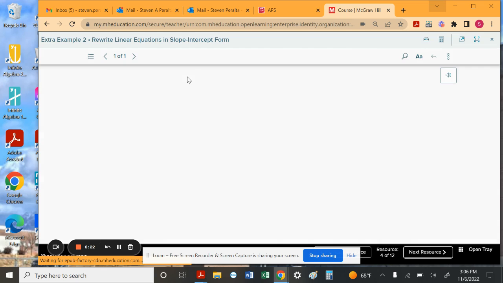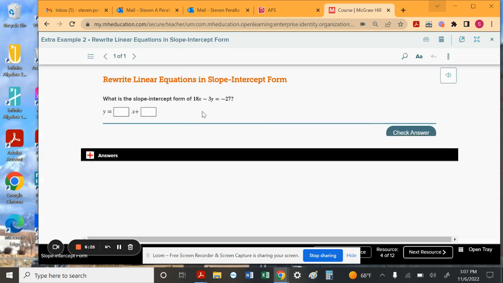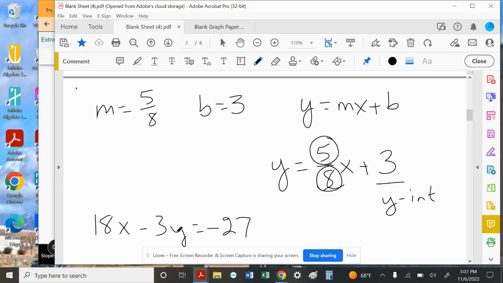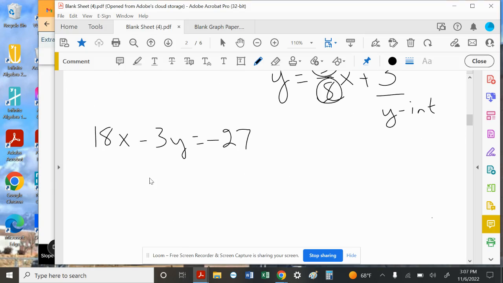So we have now rewriting linear equations in slope-intercept form. What is the slope-intercept form of 18x minus 3y equals 27? What we have to do is look at this equation and solve it for y. So here is our equation. What we want to do is solve it for y. So what I need to do is get the y all by itself. And so we're going to subtract 18x from both sides.